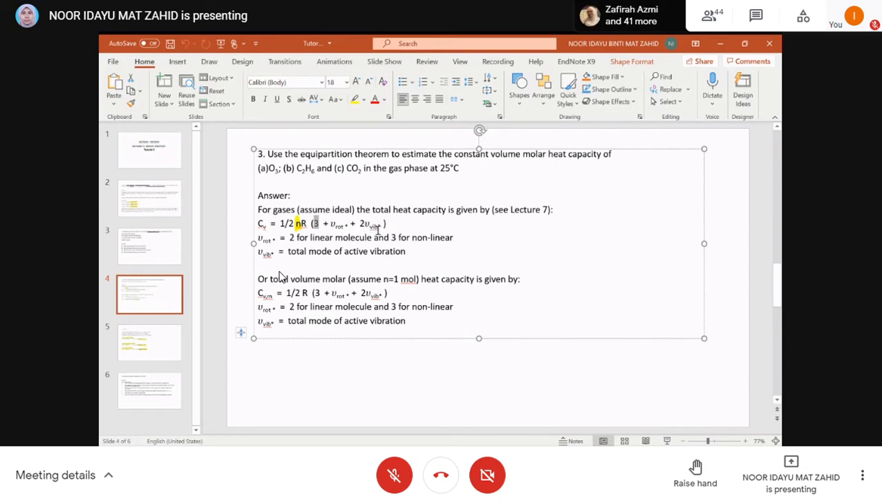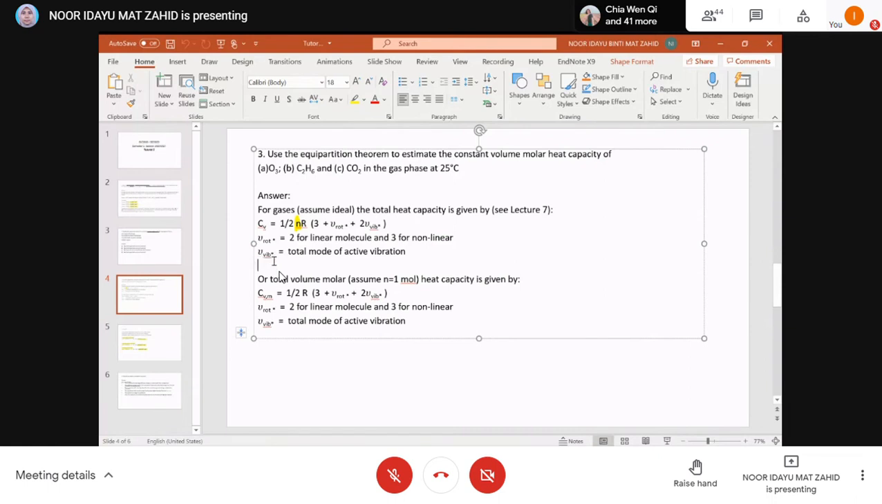So this is from the vibrational mode of motion, but you have to multiply with 2. Note that for the rotational mode of motion, this nu rod will have a value equal to 2 if the molecule is linear in shape. But if the molecule is non-linear in shape, bent or tetrahedral, the value of nu rod should be equal to 3. So there are 2 possibilities for the nu rod value, depending on the shape of the molecule.